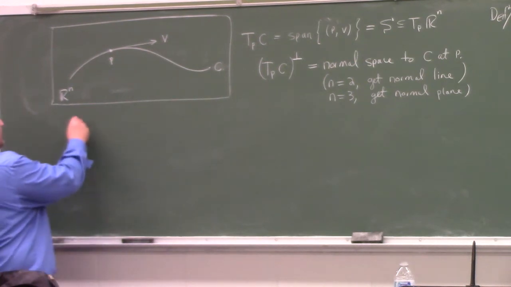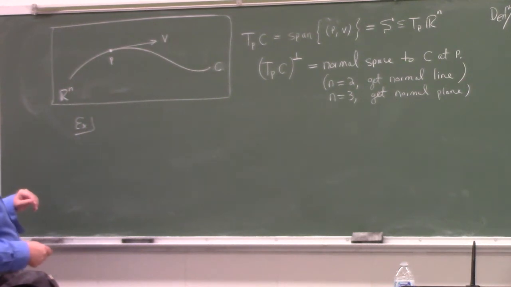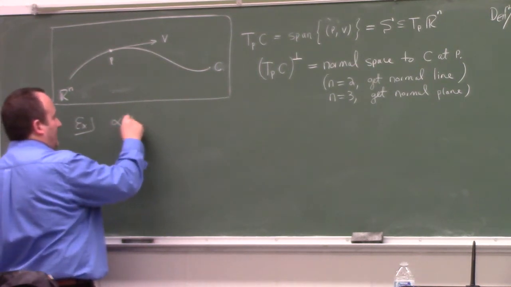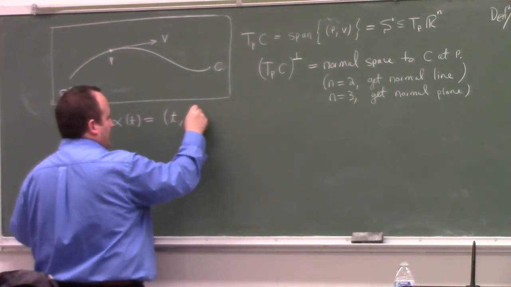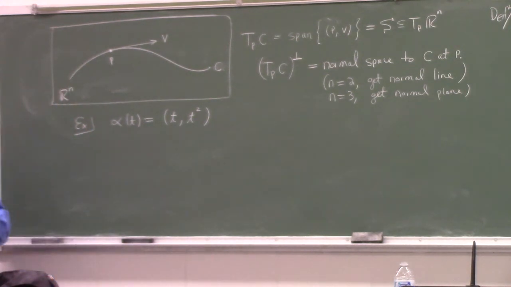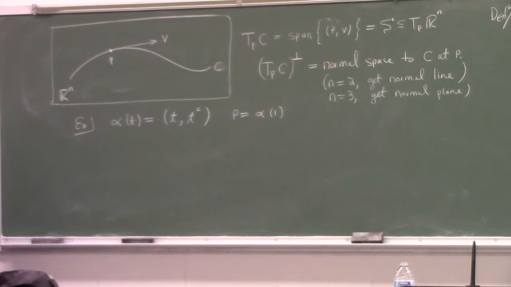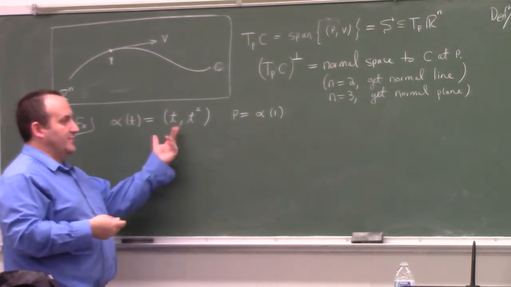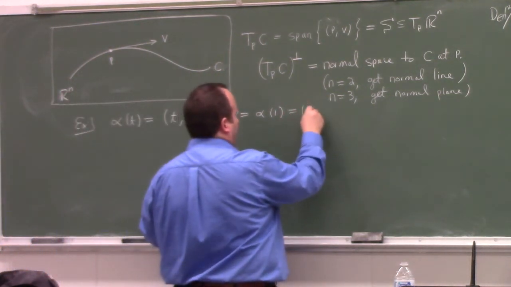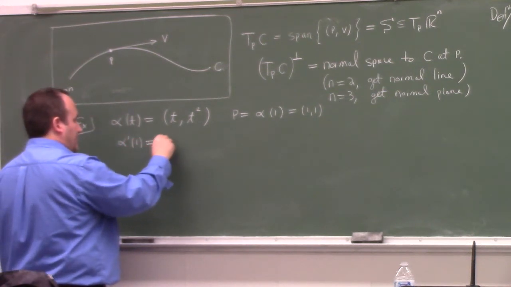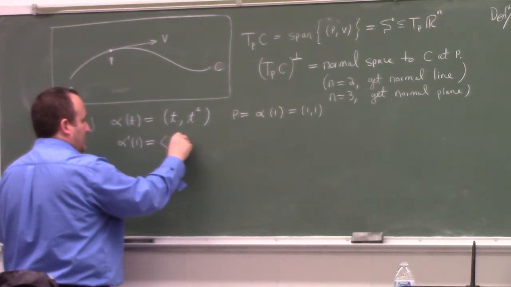Let me be more explicit, all right? Would you guys want to go with n equals 2 or n equals 3? We could go either way. 2? All right, cool. So let's suppose alpha of t is equal to, let's say, t and t squared. So this is a parameterization of the curve, right? And let's let P equal alpha of 1 for the sake of discussion. Where does this curve go through at t equal to 1? We're at 1, 1, right? So what's alpha prime of 1? We get 1 and 2, right?